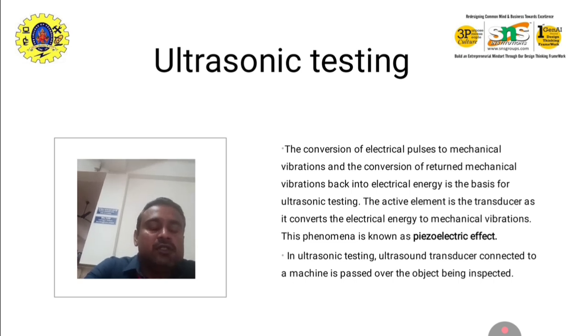If we send ultrasonic waves through the material, the sound waves are reflected from the other end, then come back to the receiver end. In case any defect or flaw is inside the material, it produces changes in the sound waves, that will be a change in frequency. It means the material has some kind of defect inside. In ultrasonic testing, an ultrasound transducer connected to a machine is passed over the object being inspected. The sound waves pass through the sample using a transducer, meaning a transmitter cum receiver. It will transmit the sound waves through the material and also receive the sound energy reflected from the other end.